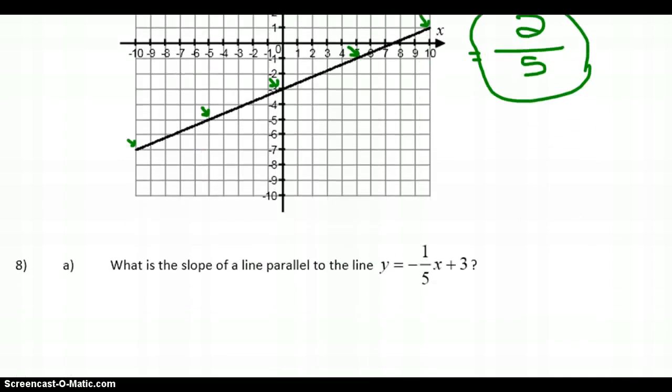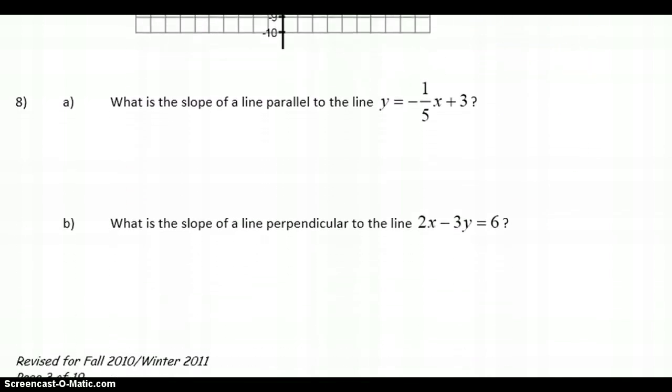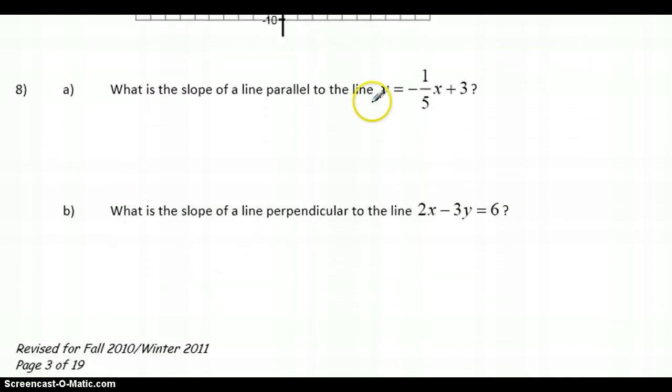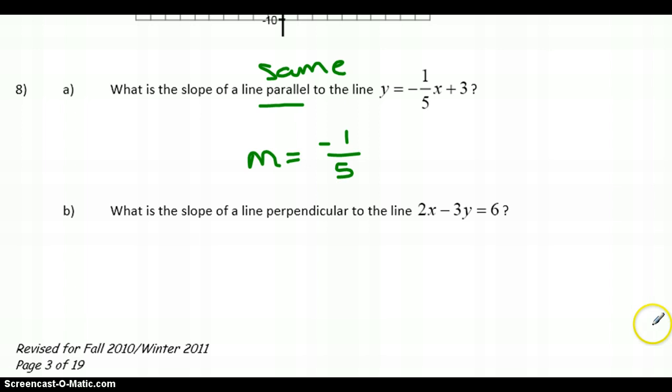See what we have next. What is the slope of a line parallel to this line right here? So remember that parallel lines have the same slope. So I can see that the slope of this line is -1/5. So a line parallel will also have a slope that is -1/5.